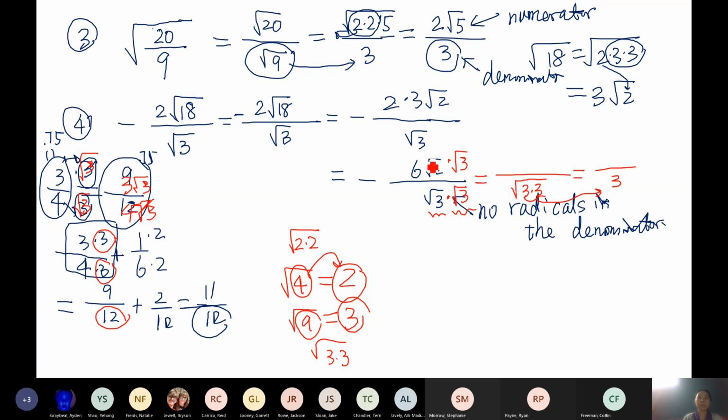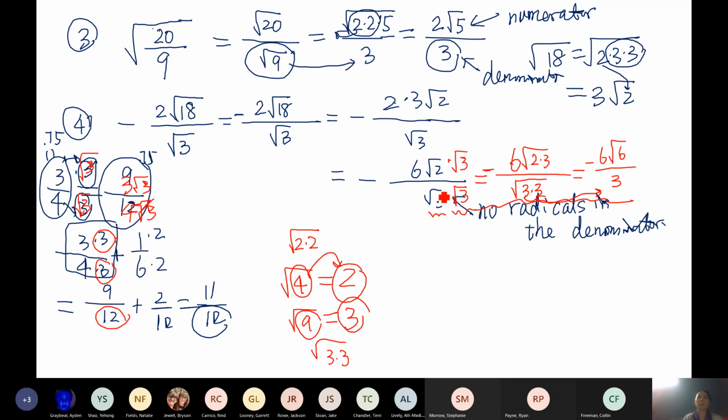On the top, the minus sign will still be here. The top 6 will stay. Square root of 2 times square root of 3. You can multiply 2 and 3 together. That gives us -6 square root of 6. Okay, so the important step is right here.